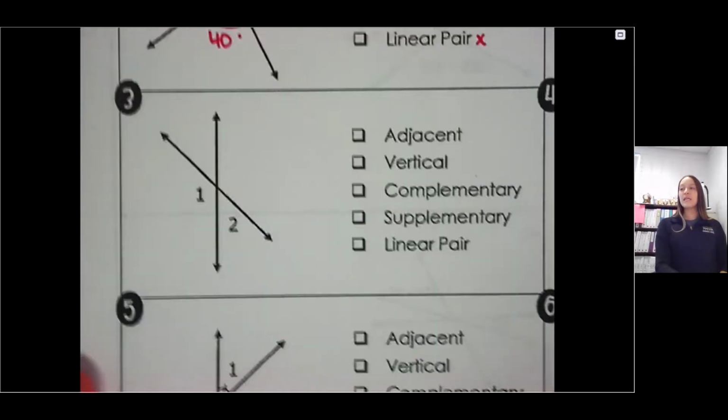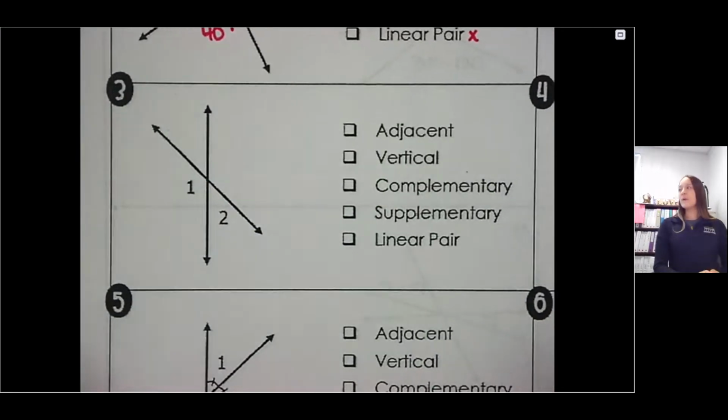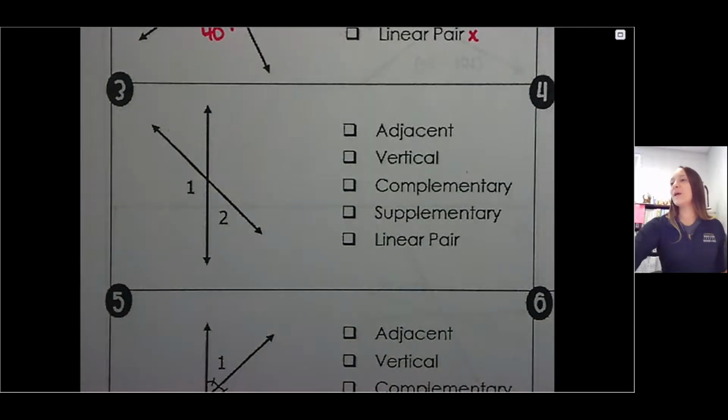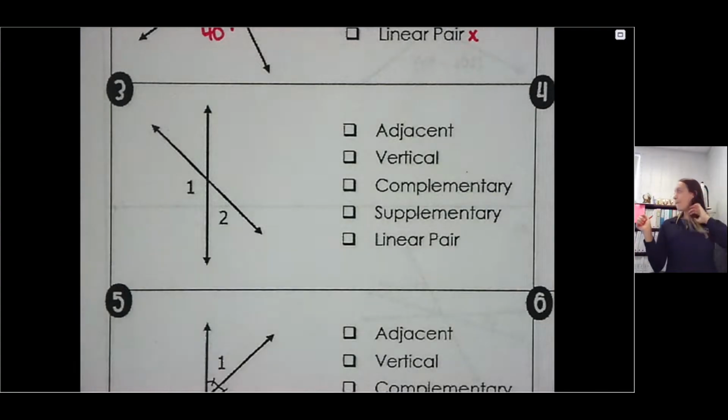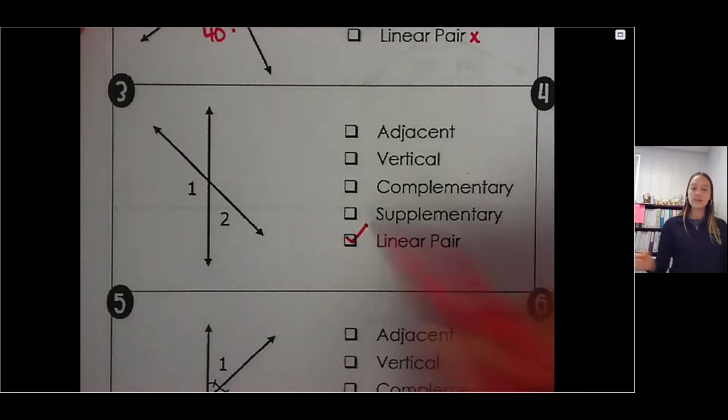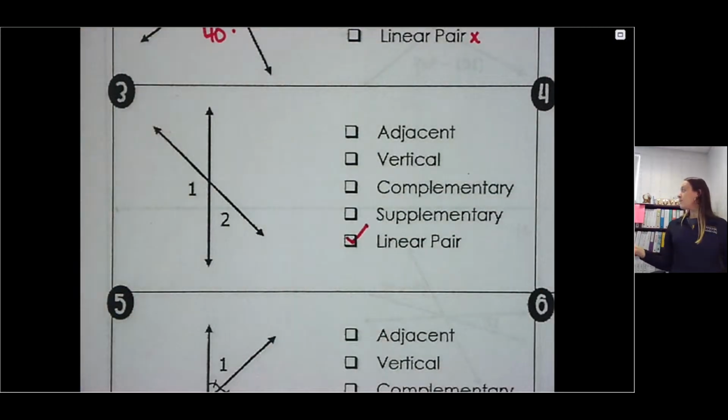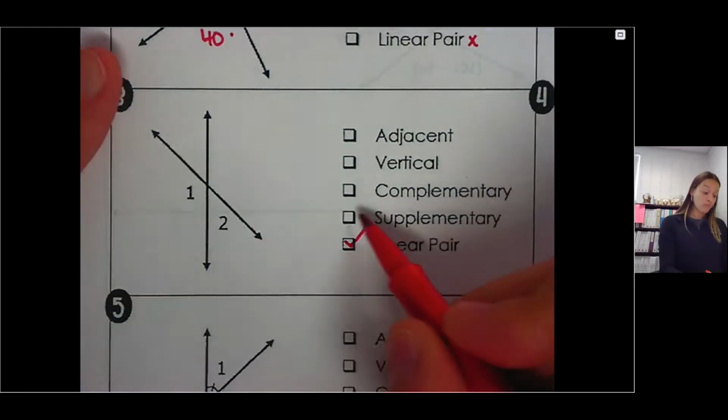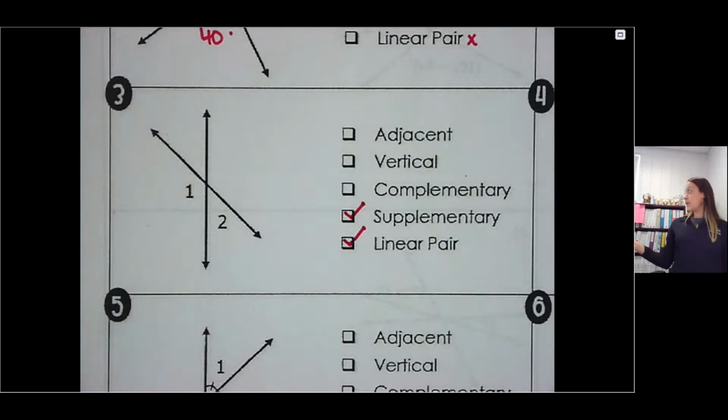Number 3. Who wants to give number 3 a try? Brooklyn, go for it. Linear pair. Anything else? That it? Supplementary linear pair. Okay, I agree. Both of those look good. You're missing one. Which one's missing, Susan?